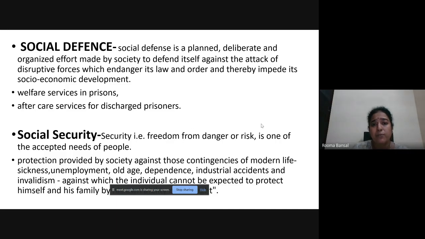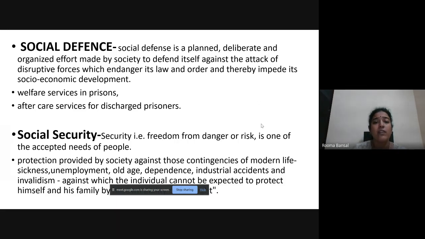Aftercare service for discharged prisoners means some vocational training is provided to them, and according to their capabilities, they follow their hobby as an employment. Suppose there are two or more females in a prison, and they are taking training in embroidery or sewing or stitching. After discharge from the prison, they can pursue these things as their employment. These are social defense. These things are making the policy.